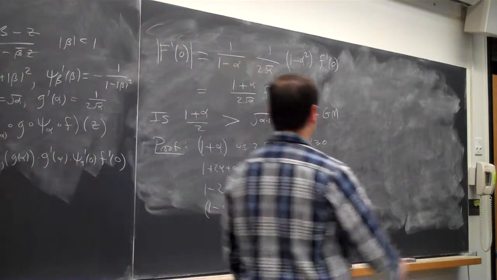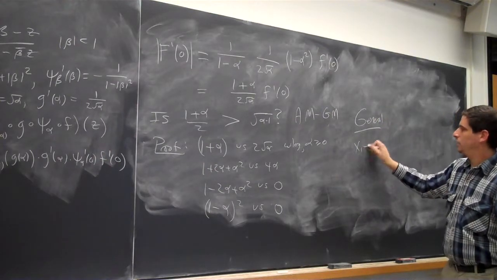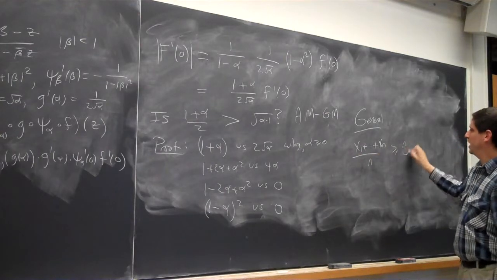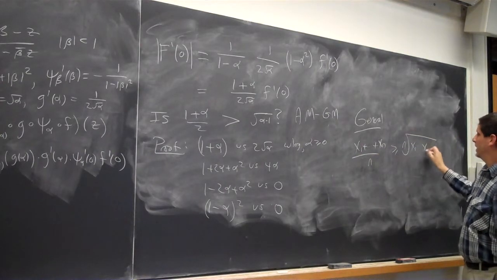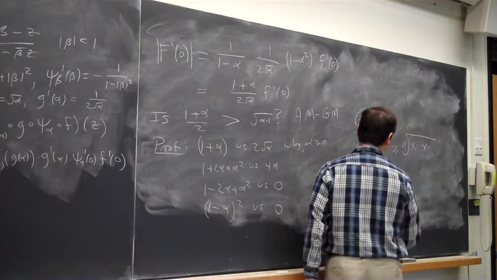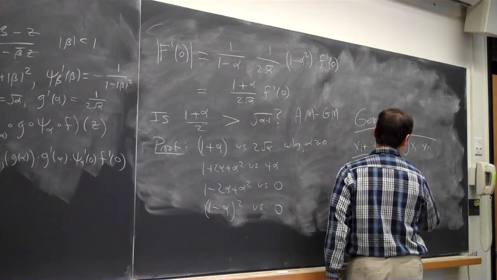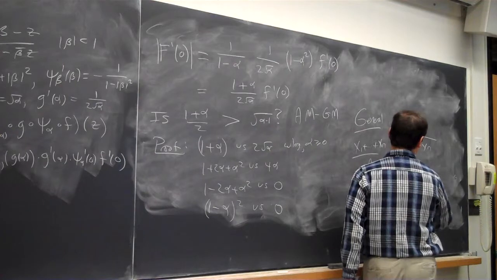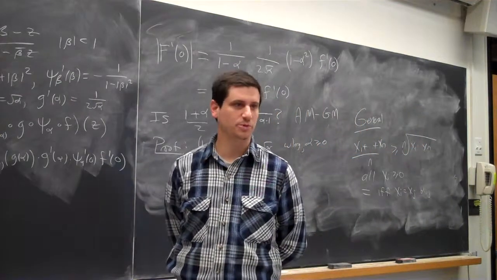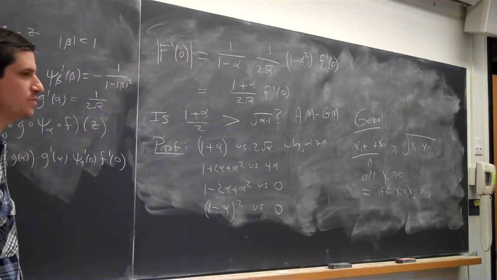And so the general case is (x1 plus ... plus xn) over n is greater than or equal to the nth root of x1 through xn. All the xi's are greater than or equal to 0, and equality if and only if xi equals xj for all i and j. Or if you want, for all i not equal to j. Okay? So that's the arithmetic geometric mean.